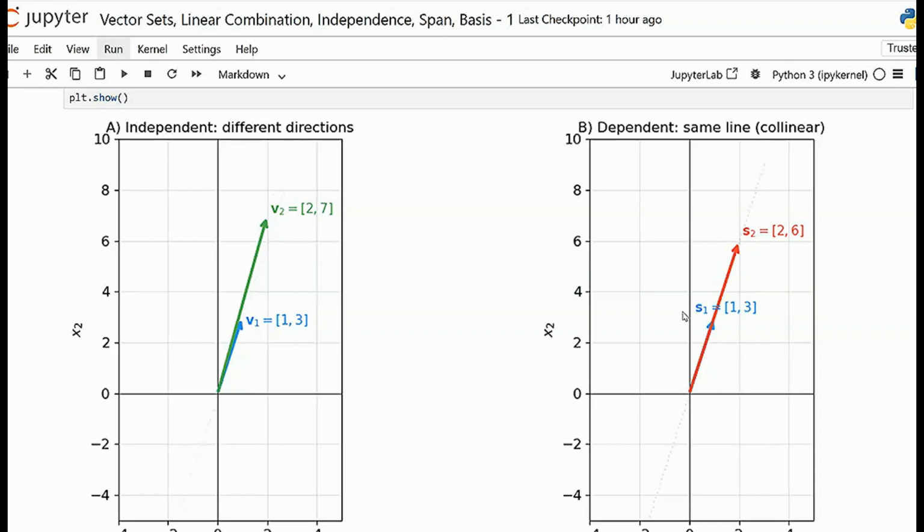Adding the second vector just contributes 0. Now the span remains a single line. Independence means each vector adds a new dimension to the space, but dependence means at least one vector is already covered by the other. And yes, in data science terms, a dependent feature is a redundant feature. It provides no information beyond what the other features already encode.